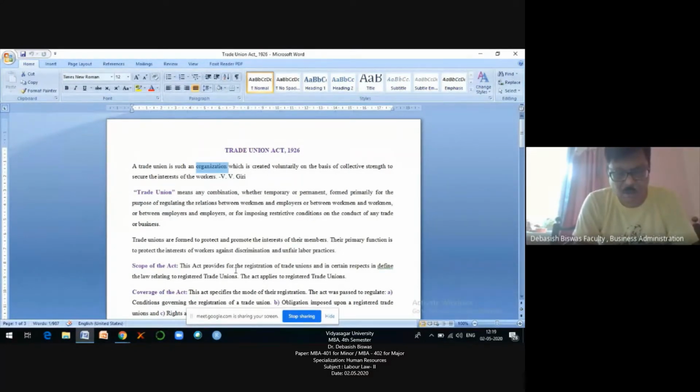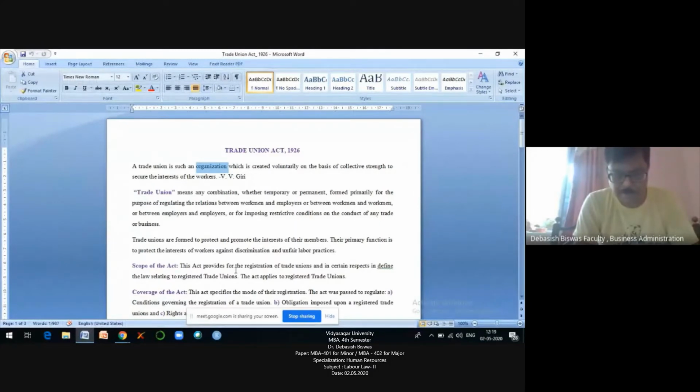I'm giving you one example, then it will be clear to you. Initially I told you that if you want to make an application for registration, then at least 7 percent should be there. Yes, this is right. And side by side, another rule is that at least 10 percent or 100 of the workers, whichever is less. I'm giving you one example.